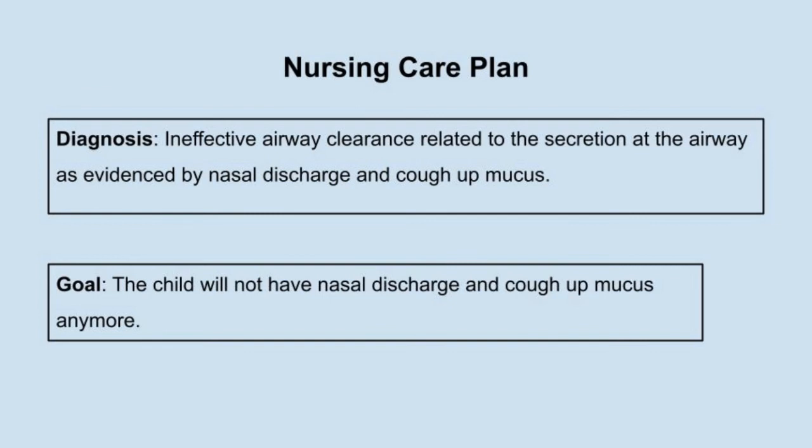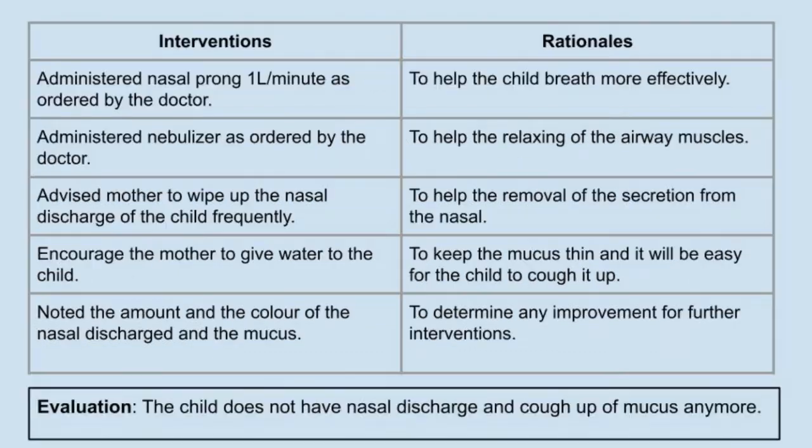And the goal of the first nursing diagnosis is that the child will not have nasal discharge and cough up mucus anymore. For the interventions, first, administer nasal prong 1 liter per minute as ordered by the doctor. This is to help the child breathe more effectively. Second, administer nebulizer as ordered by the doctor in order to help the relaxing of the airway muscles. And then the third one is advise the mother to wipe up the nasal discharge of the child frequently. This is to help the removal of the secretion from the nasal.